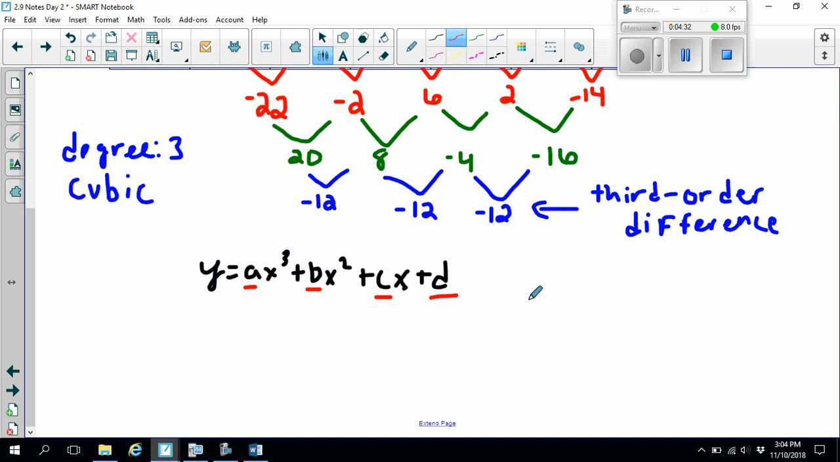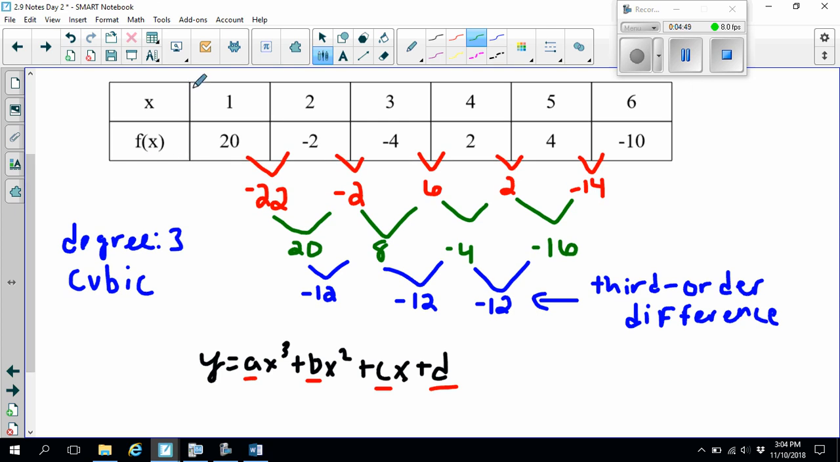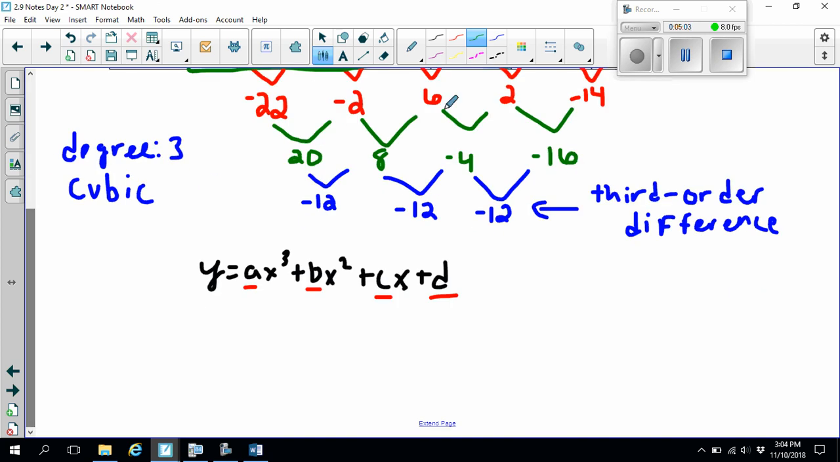Now notice how many coefficients we have to find. We have to find 4 values. That means we have to create 4 equations. Now to find these equations or write them out, we will have to use the points from our table. And we're going to use the first 4 points from our table. So this will allow us to create 4 equations. Now make sure you notice which ones are your x and which ones your y values.